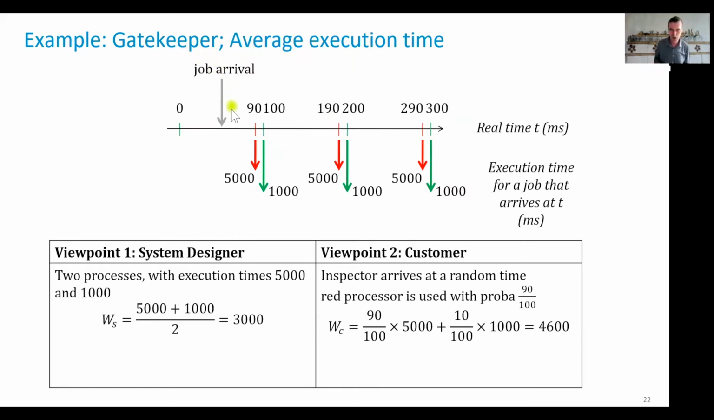Here's an example of a gatekeeper that has two processors. One is slow, so it's a small arrow but a large number, meaning it will take a large amount of time. And another one, the green arrow, is much faster. Why is one slow and the other fast?